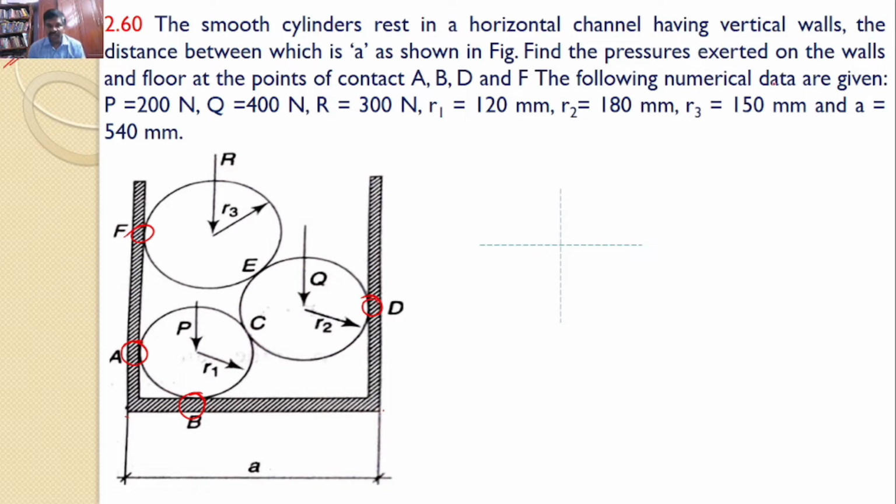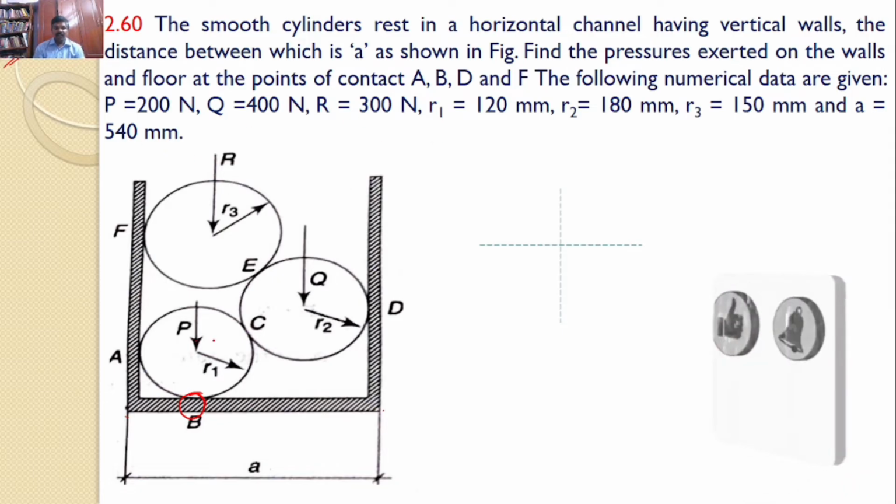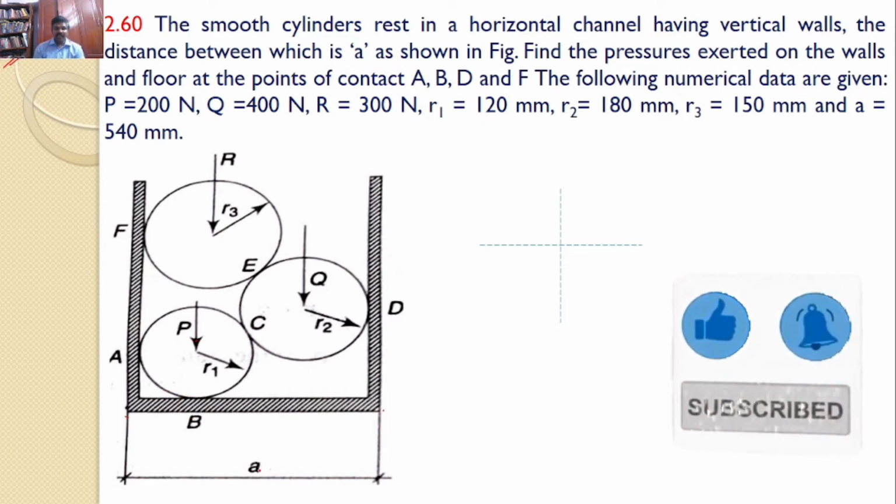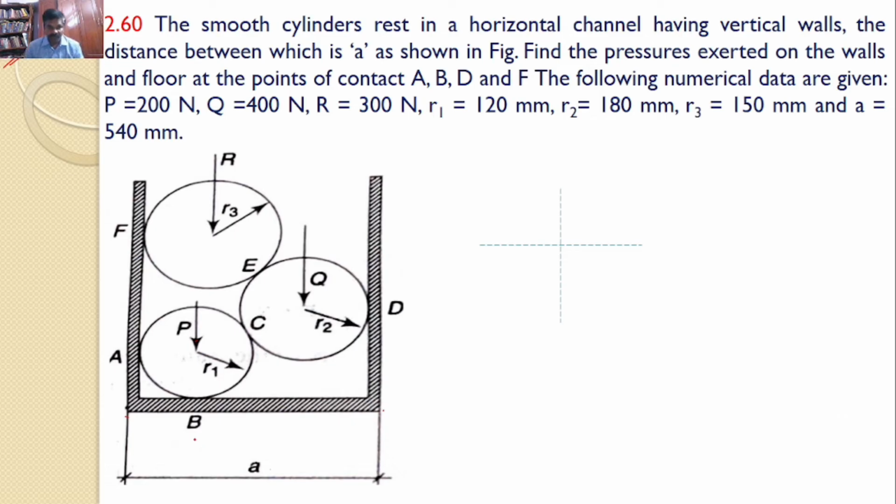The following numerical data are given. Some information is given: the P value, Q value and capital R value. Those are the weights. P, Q and R are the weights of the three cylinders. R1, R2, R3 radii are given and the A value is also given. Now, let us discuss cylinder by cylinder. First, let us discuss the cylinder R.